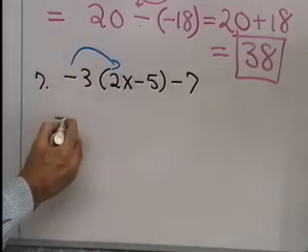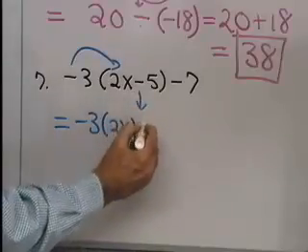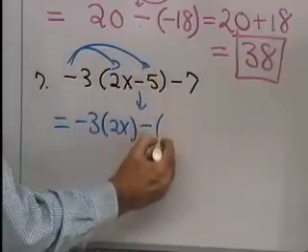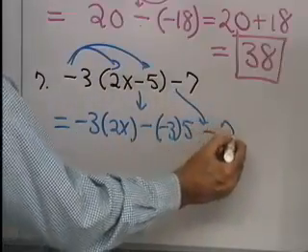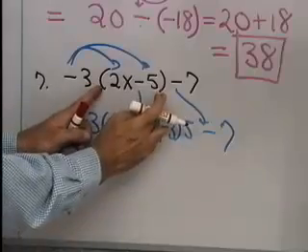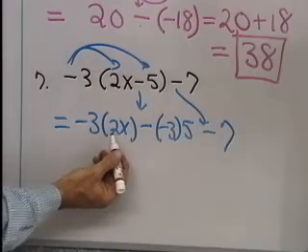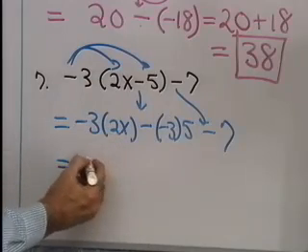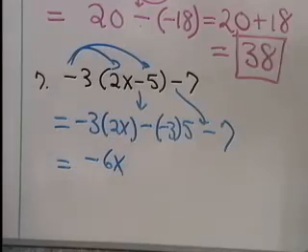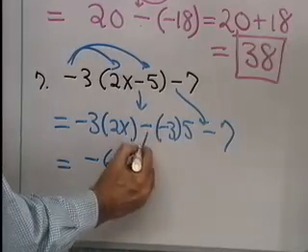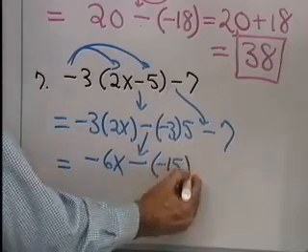Negative 3 times 2x. Subtract negative 3 times 5. And then subtract just 7. So the parentheses end right here, so that's as far as I'm going to distribute that negative 3. Negative 3 times 2x by the associative property will be negative 6x, because I'll multiply negative 3 and positive 2 to get negative 6. Subtract, there's my subtraction sign. Negative 3 times positive 5 is negative 15.